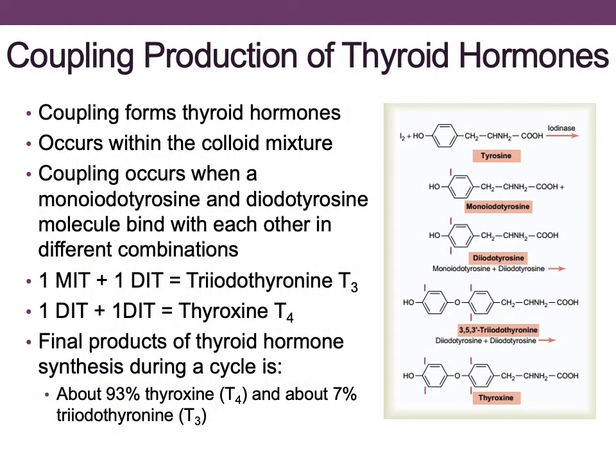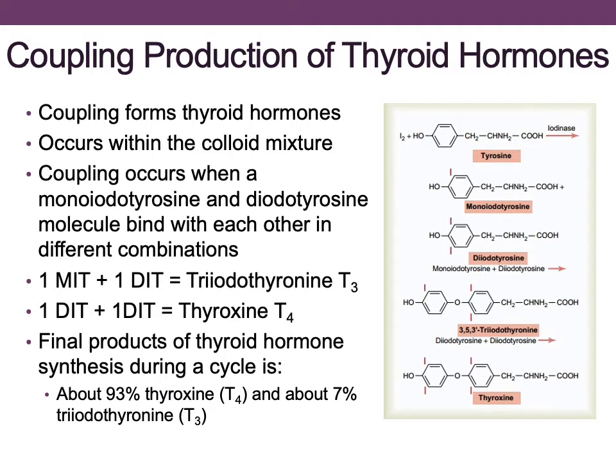Coupling: production of thyroid hormones. Coupling forms the thyroid hormones. This occurs within the colloid mixture. The coupling occurs when a monoiodotyrosine and a diiodotyrosine molecule bind with each other in different combinations.